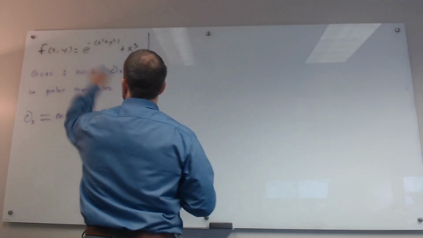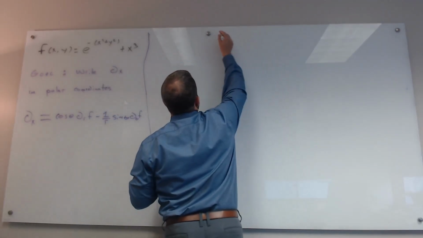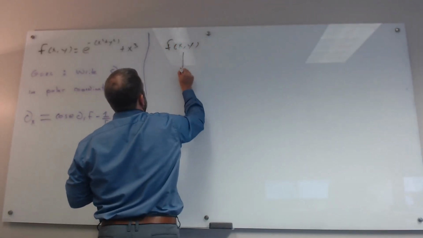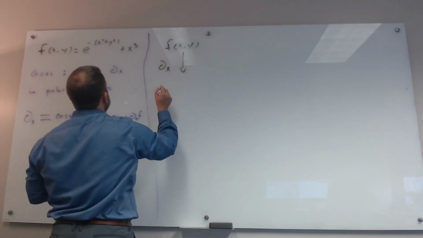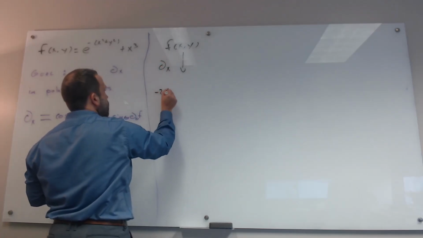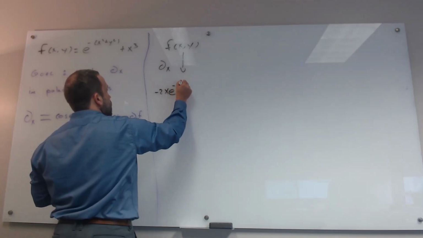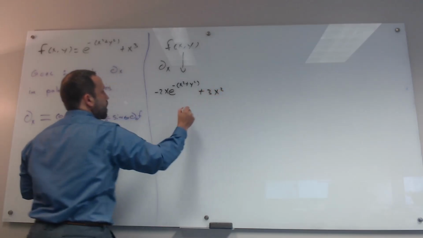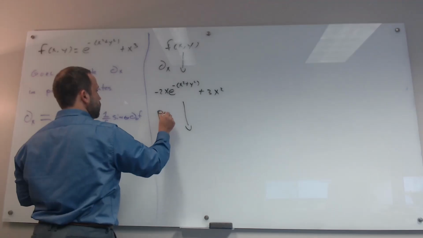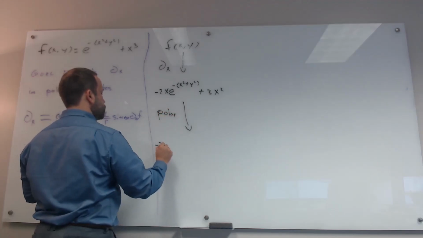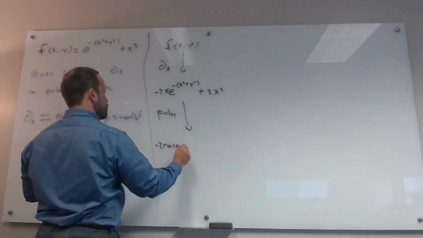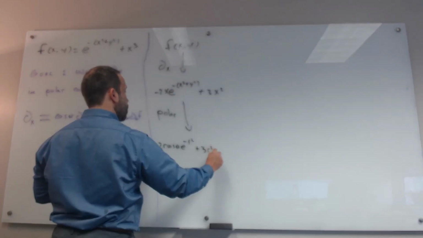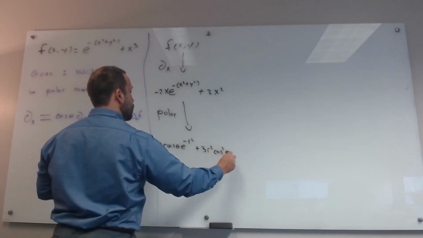All right, so I'm going to start with f of x y here, and I'm going to take the x derivative in just Cartesian coordinates. When I do that, I get minus 2x e to the minus x squared plus y squared plus 3x squared. And then if I convert to polar, I get minus 2r cosine theta e to the minus r squared plus 3r squared cosine squared theta.